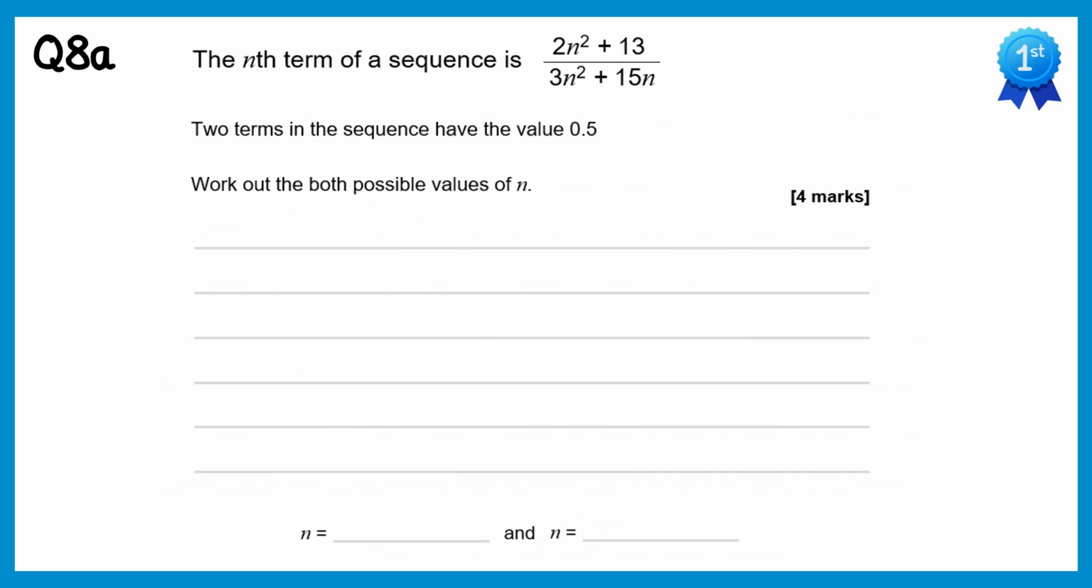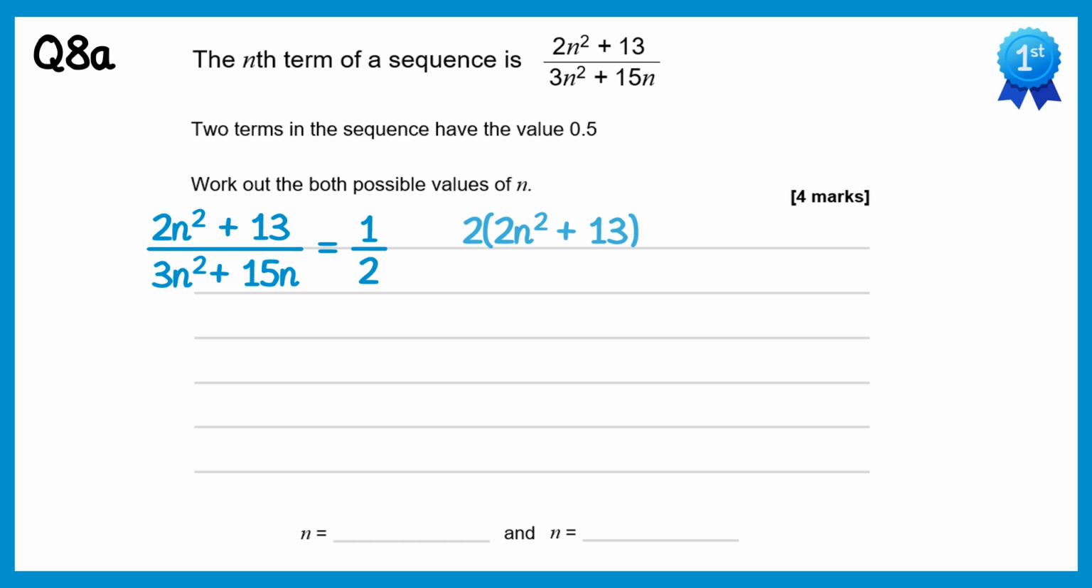In this question, we've been given a sequence, and we need to find the two terms where the sequence gives a value of 0.5. So let's just write our nth term equals 0.5, or perhaps 1/2. So what we can do now is multiply both sides by 3n squared plus 15n, and also both sides by 2, and that will remove the fractions altogether. So on the left hand side we get two lots of 2n squared plus 13, and on the right hand side one lot of 3n squared plus 15n.